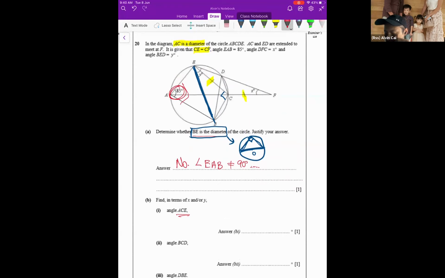ACE is over here. Let me just erase the previous part so that it's clearer. ACE is this angle over here, this small angle. So we are supposed to find this angle in terms of x or y. So therefore we can make use of this information. If it's just one mark, usually it will not be too complicated.